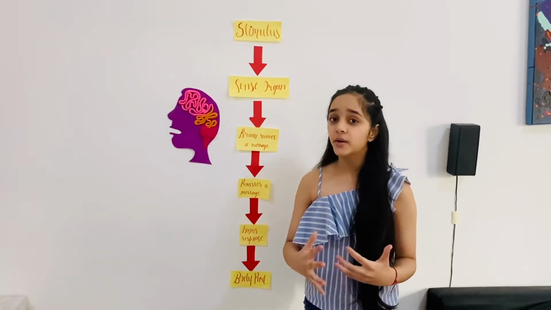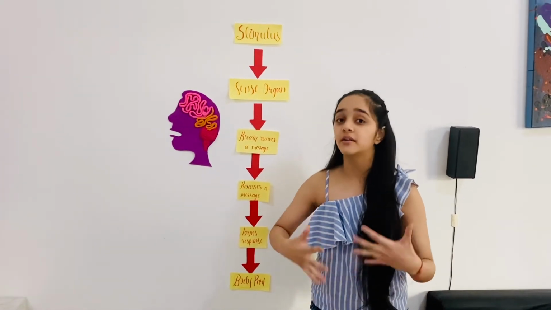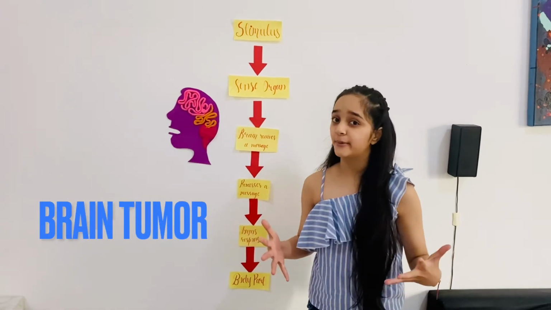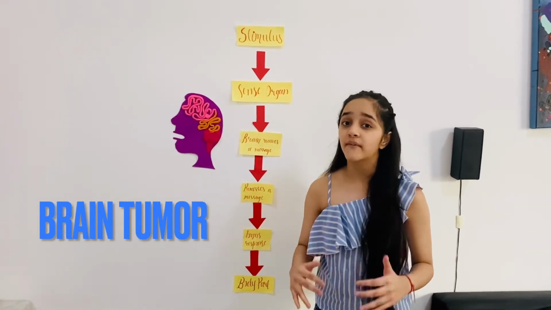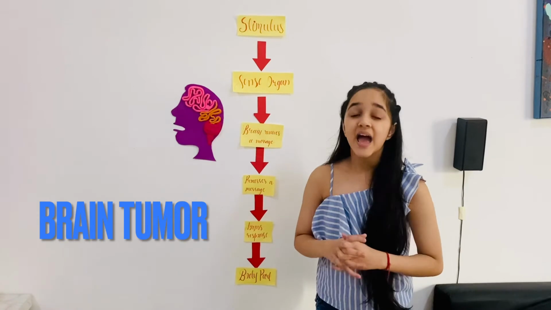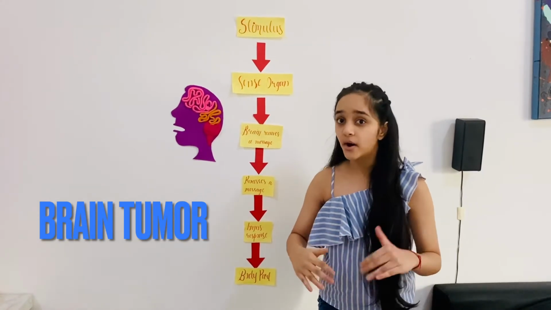Now there are some disorders that occur in the brain. Some of them are like brain tumor. So what is a brain tumor? Brain tumor is basically the growth of abnormal cells in your brain. Some of them are cancerous, whereas some are non-cancerous.